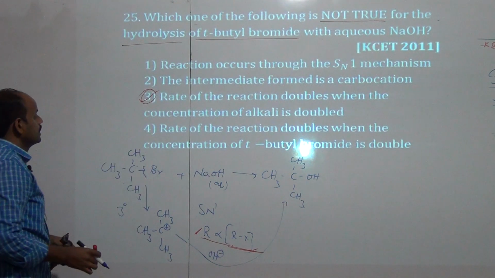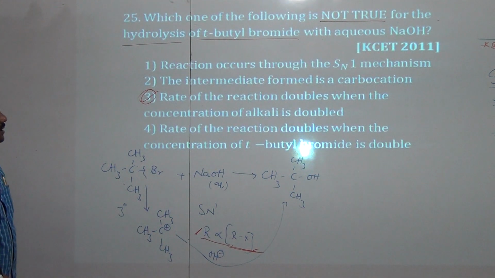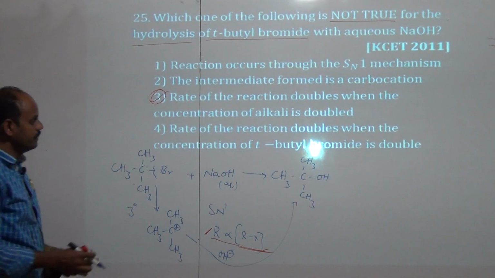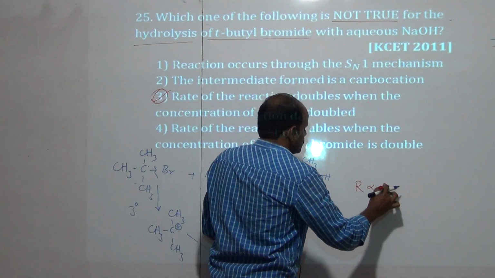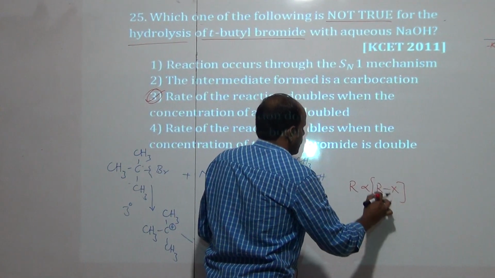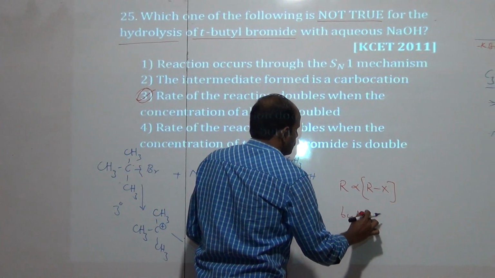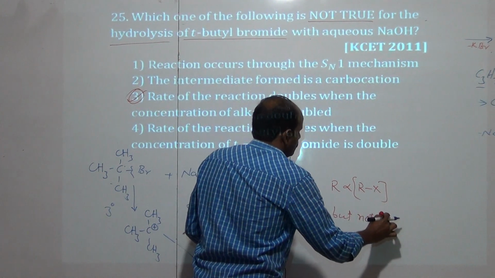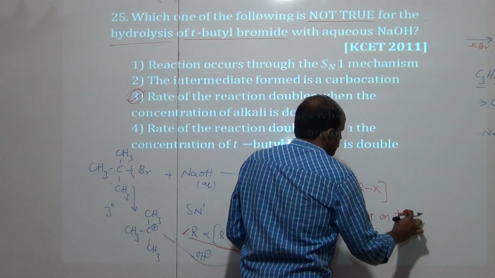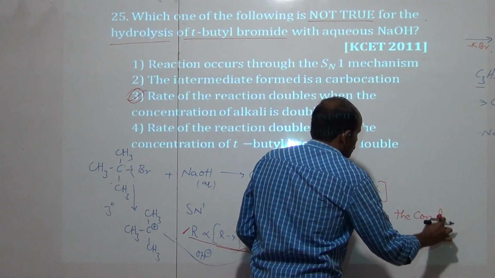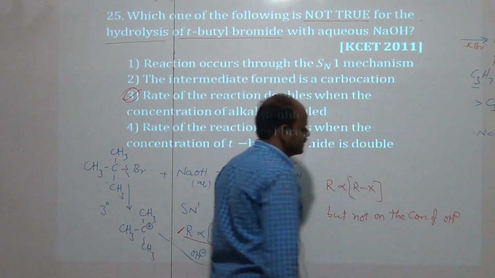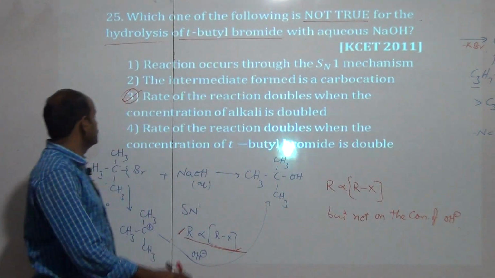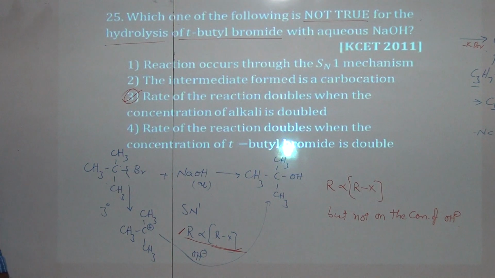Hence what is the correct answer for this? The third option is the correct one, because here the rate depends only on the concentration of the alkyl halide, but not on the concentration of alkali or OH minus ions. Okay, the wrong statement is the third one.